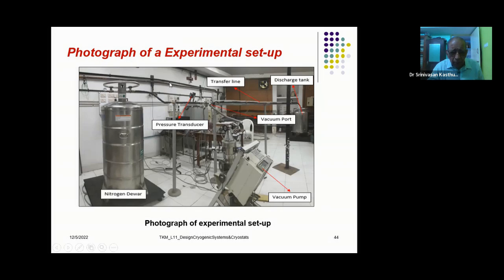This is the transfer line, which is mounted on an appropriate stand, and the inlet of the transfer line is connected to a standard storage dewar, a nitrogen dewar. There are pressure transducers mounted along the length to measure the pressure of the cryogenic fluid that is passing through this. At the end, the discharge from the transfer line is collected in another storage dewar. So this is an experimental setup which is available for testing different transfer lines.